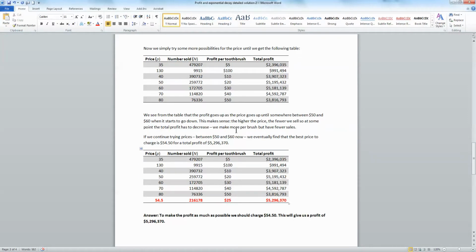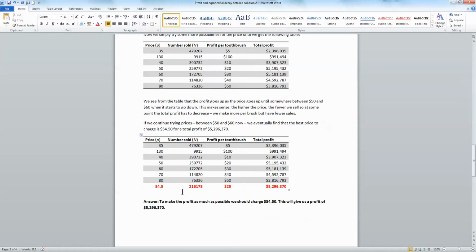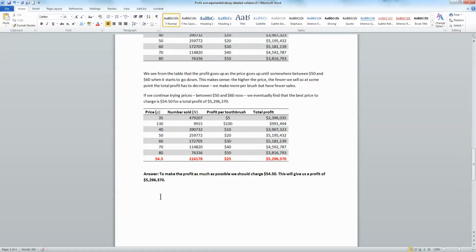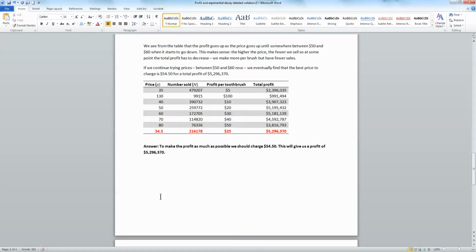So we see that the profit from the table goes up as the price goes up until somewhere between 50 and 60 it starts to go down. And so then you try a bunch more and come across the best price of about $54.50 for a profit of $5.3 million. And then answer clearly. To make the profit as much as possible, we should charge $54.50, and this will give us a profit of $5,296,370.